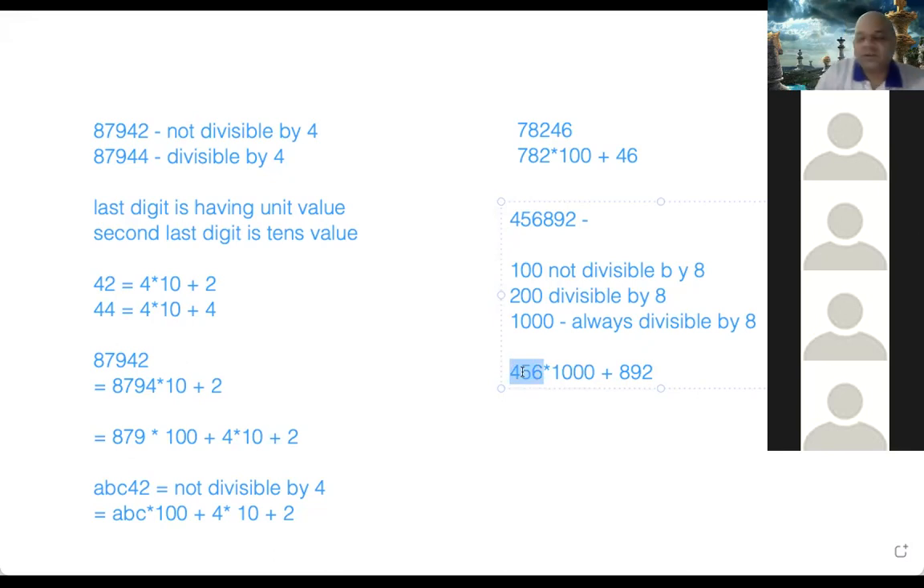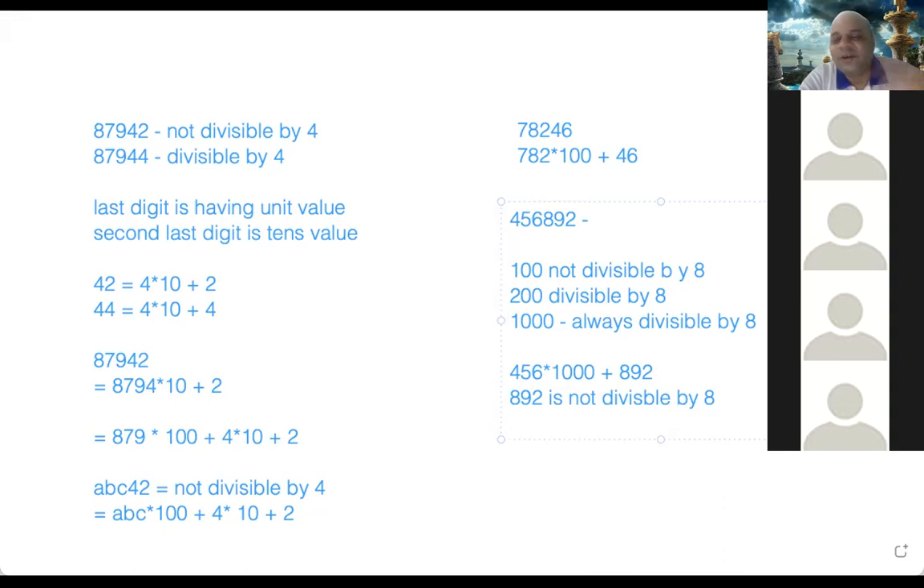Now you just have to calculate the last 3 digits. Last 3 digits is much easier to check, right? So you check whether 892 is divided by 8. 8 goes in 1 time, and then 92 is not divisible by 8. So you know that this is not divisible by 8, because 892 is not divisible by 8, and hence that entire number is not divisible by 8. You can just make this shortcut, right?